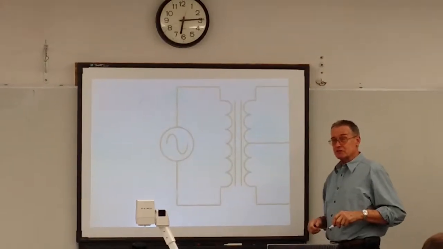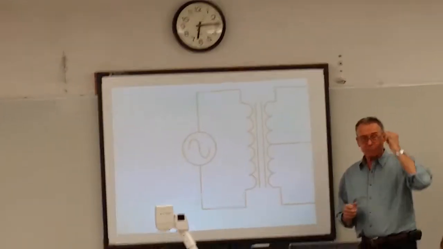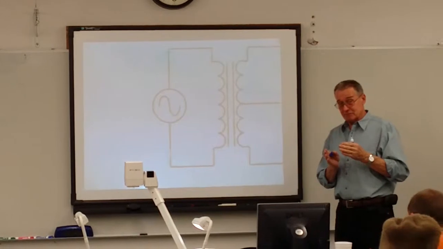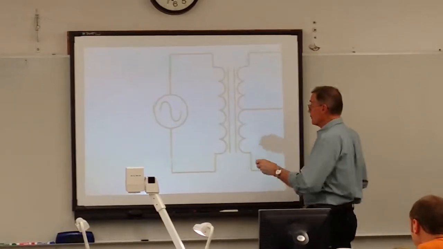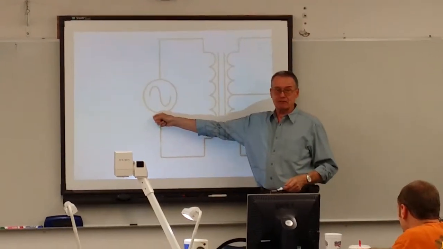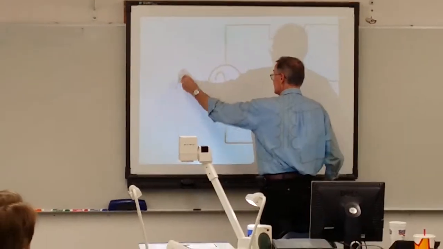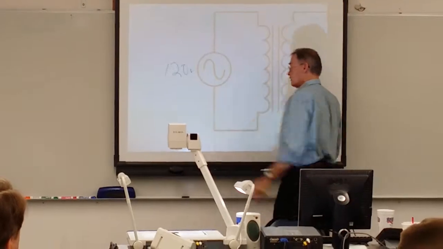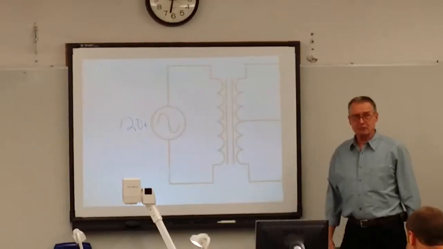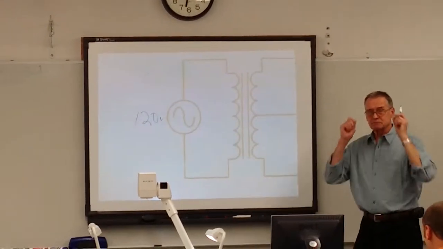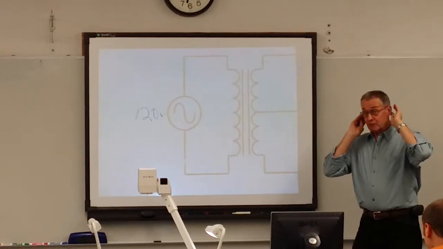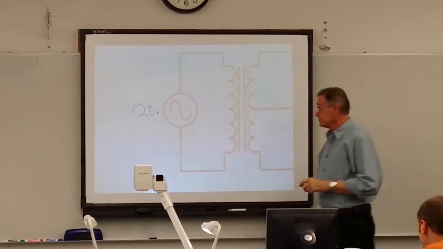Everybody know what he means by turns ratio? Turns ratio is always the primary winding with respect to the secondary winding. The primary is where you put the AC power, the 120 volts, based on house wiring circuitry. Remember, if I say 120 volts and it's not labeled, what voltage is it? RMS.